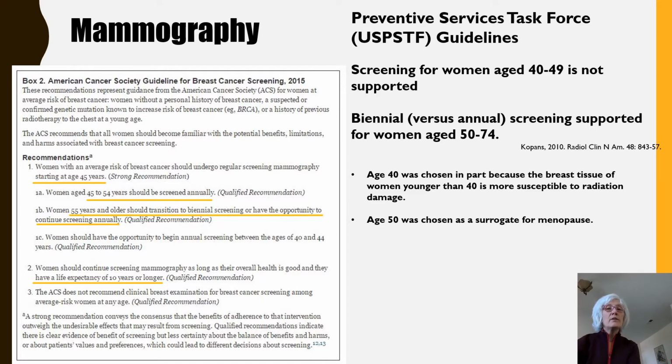The other governing body is the United States Preventative Services Task Force, and their guidelines are shown on the right. They're actually much more simple. They don't believe that there's any reason for a woman to have a mammogram before the age of 50. They believe that women should have that mammogram every other year until they are 74 years old, and at 74, mammography should stop, because realistically, if any cancer were to develop after the age of 74, it's more likely that you would succumb to something other than breast cancer before breast cancer would kill you.